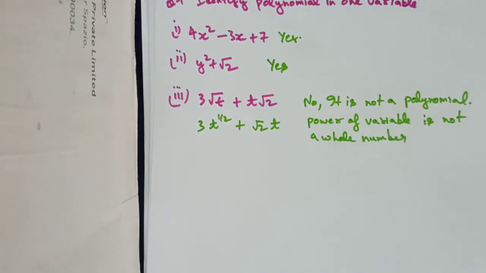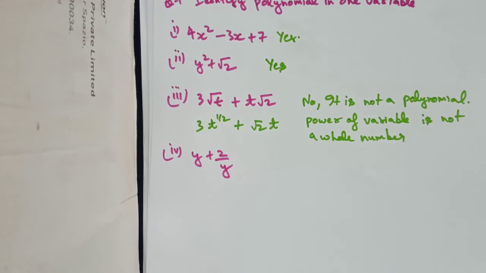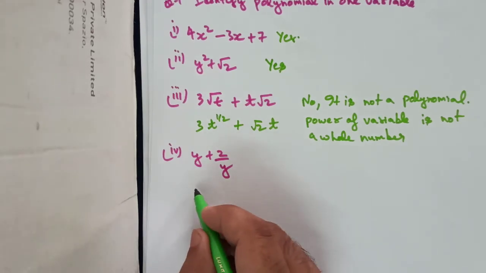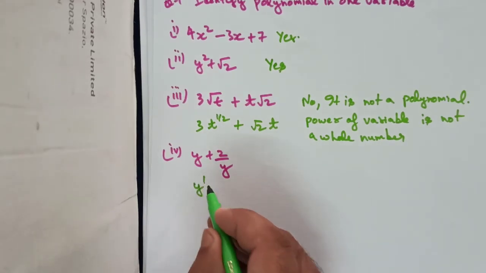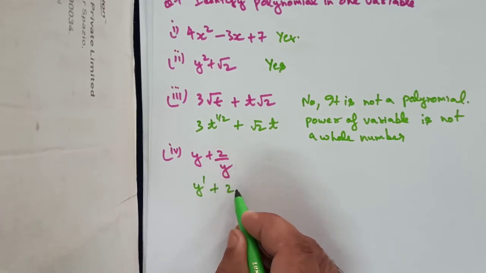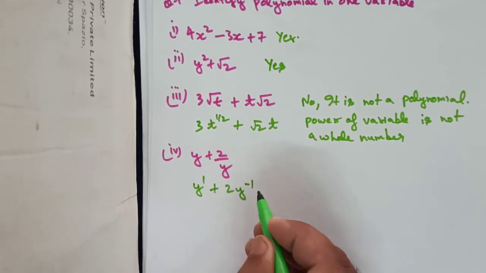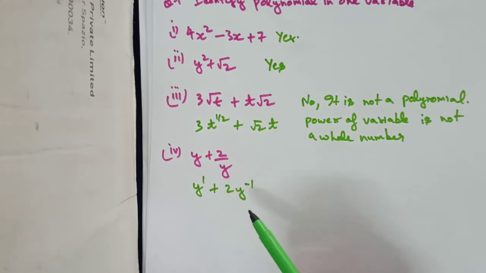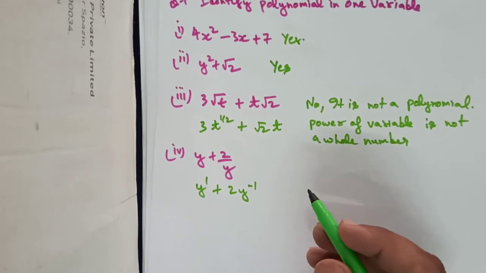Now the next part, number 4. In part number 4, y plus 2 upon y can be written as y raised to the power 1 plus 2y raised to the power minus 1, because 2 upon y can be written as 2 into 1 upon y, and 1 upon y can be written as y raised to the power minus 1.